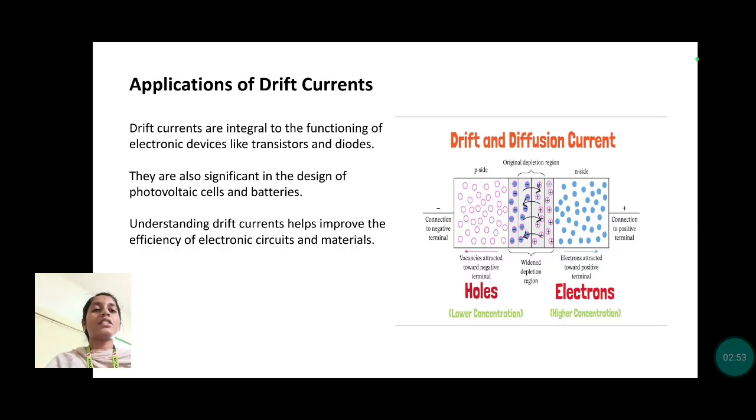Application of drift currents. Drift currents are integral to the functioning of electronic devices like transistors and diodes. They are also significant in the design of photovoltaic cells and batteries. Understanding drift currents helps improve the efficiency of electronic circuits and materials.